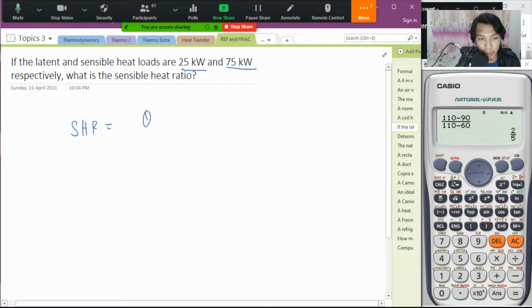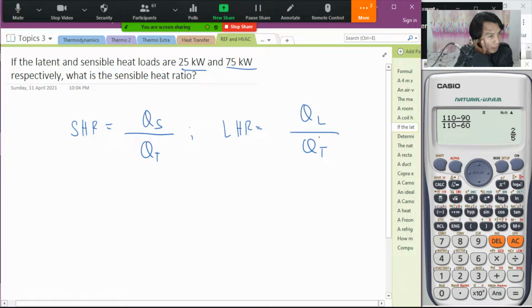So you put here the sensible heat divided by the total heat. Now, when we say latent heat ratio, that is equal to QL divided by QT. Ganun lang kadali. What is being asked here is the sensible heat ratio. Now, the sensible heat is 25, so SHR is 25 divided by QT.